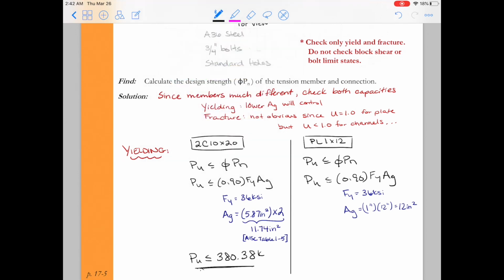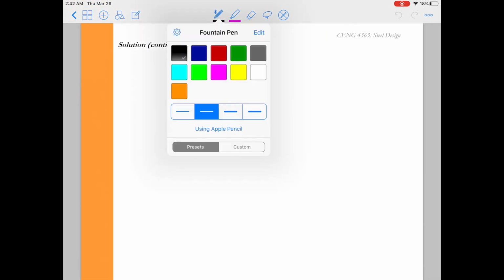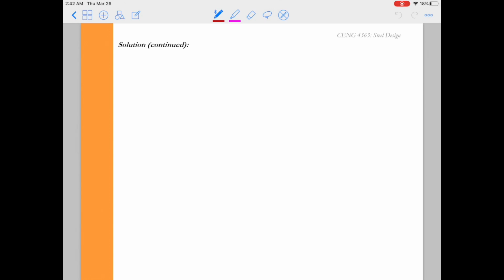For the gross cross-section for a PL1x12, it's 1 inch by 12 inch, so that gives us 12 inches squared. There's only one of those plate members, so there's no multiplication here. So we take 12 inches squared times 36 ksi times 0.90, and we get that P sub u has to be less than or equal to 388.8 kips for the PL1x12 member. So at least in the limit state of yielding, the double channel section will control. Now let's move on to the limit state of fracture.